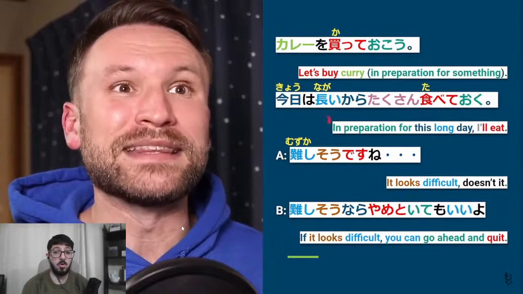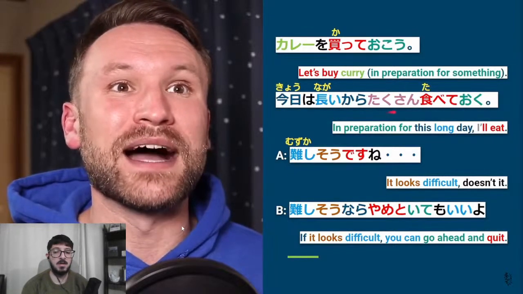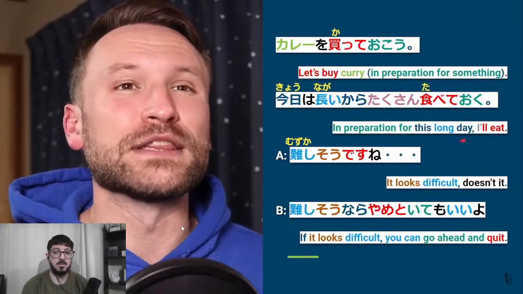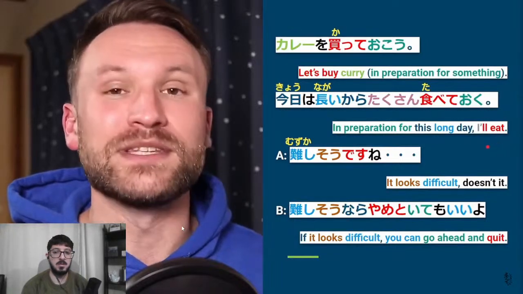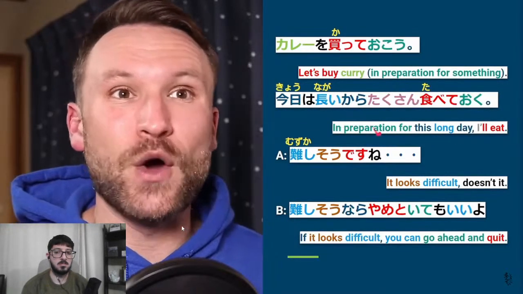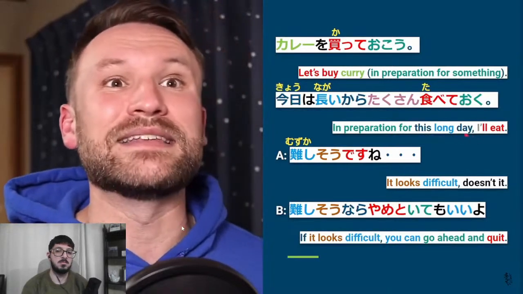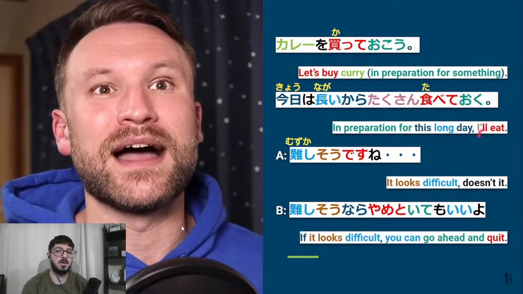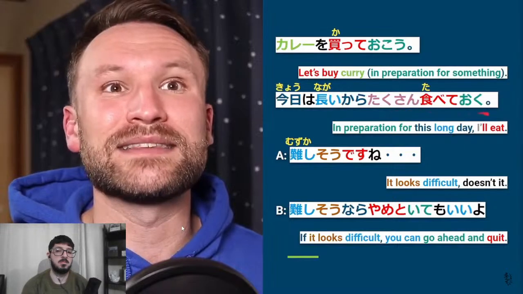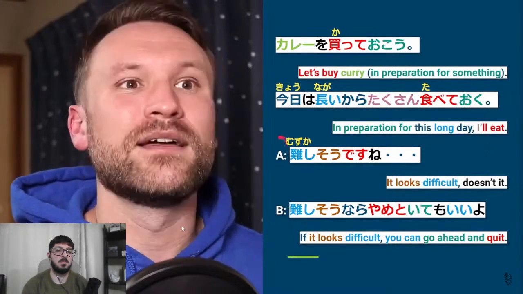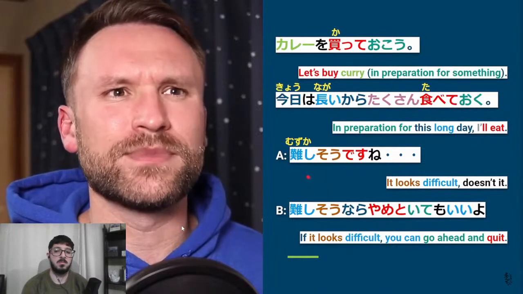今日は長いからたくさん食べておく. In preparation for this long day, I'm going to eat. Or today is going to be very long, so in preparation for that, I'll eat a lot. I forgot to put たくさん. I'll eat a lot. たくさん食べておく. I forgot to put that in the English, but this should be I'll eat a lot. All right, here's a very short conversation.